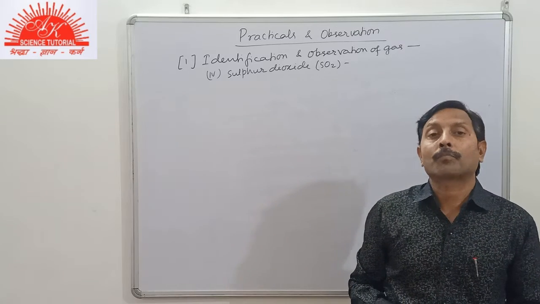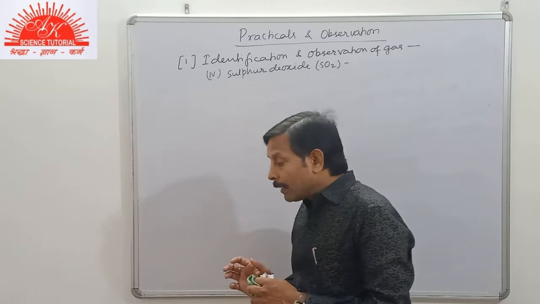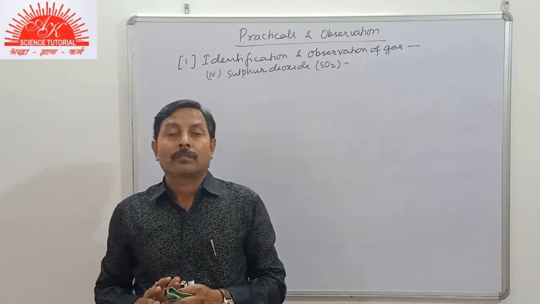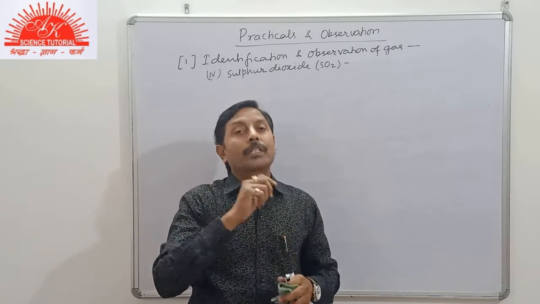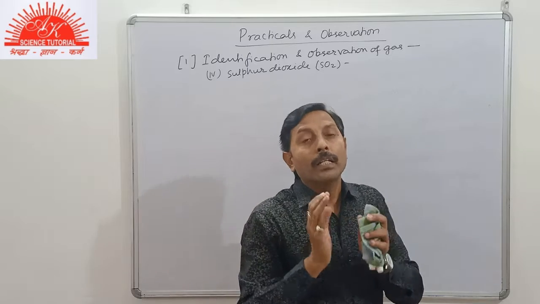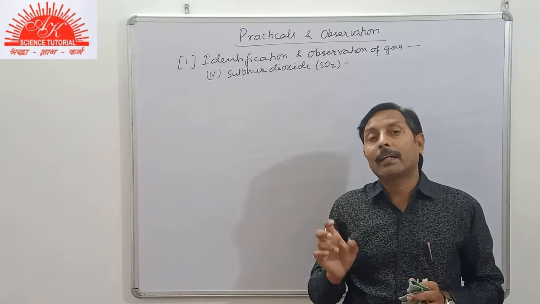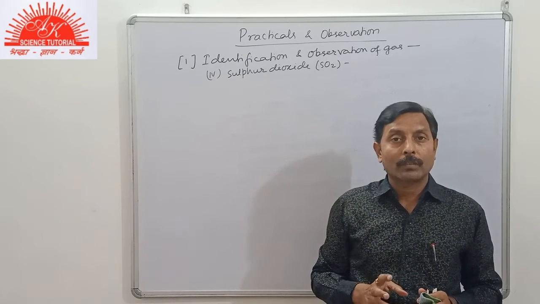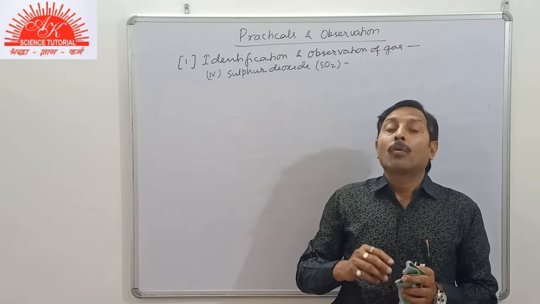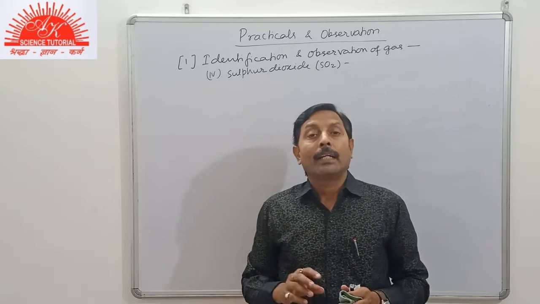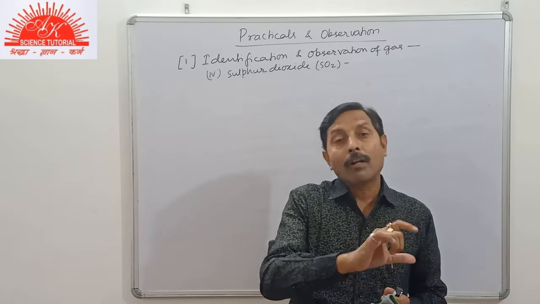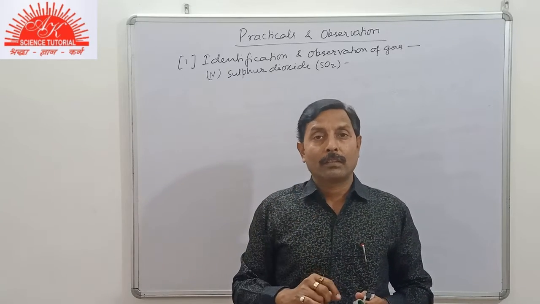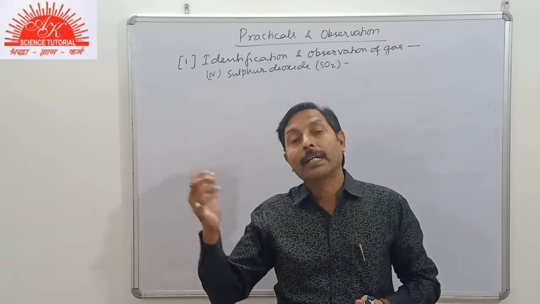Now students, sulfur dioxide is obtained when metal sulfide is roasted, means metal sulfide is heated in air or burnt in air, or when dilute acid is added to metal sulfite or bisulfite, then SO2 gas is evolved.